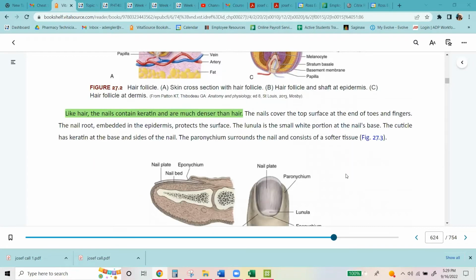Like hair, the nails contain keratin and are much denser than hair. The nails cover the top surface at the end of toes and fingers. The nail root, embedded in the epidermis, protects the surface. The lunula is the small white portion at the nail's base. The cuticle has keratin at the base and sides of the nail. The perionychium surrounds the nail and consists of a softer tissue.